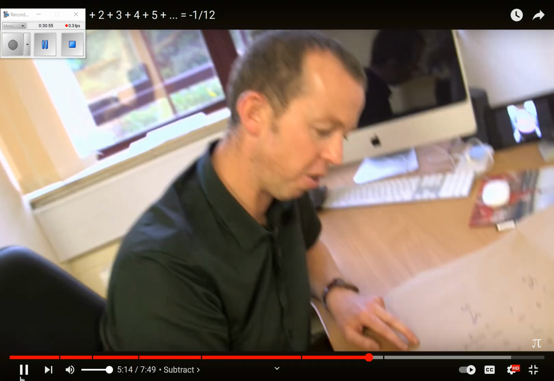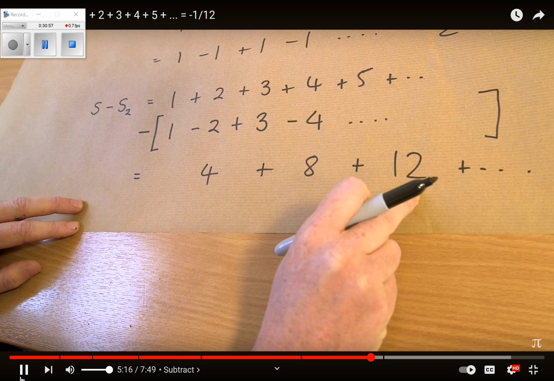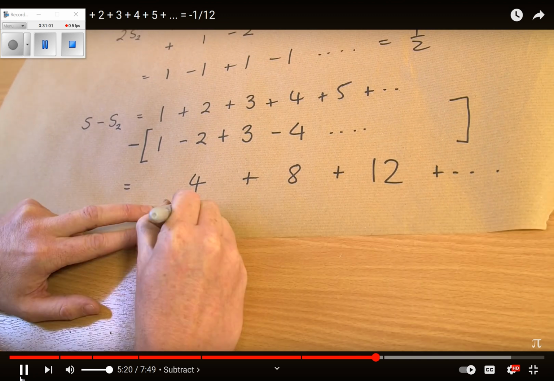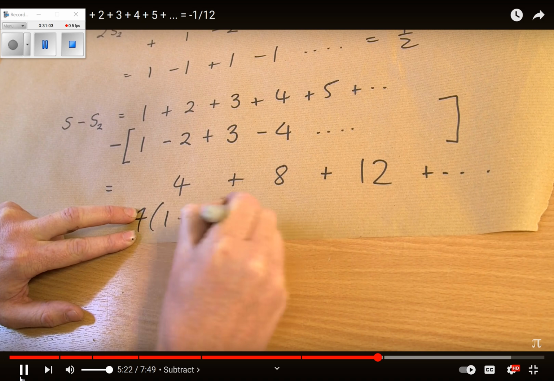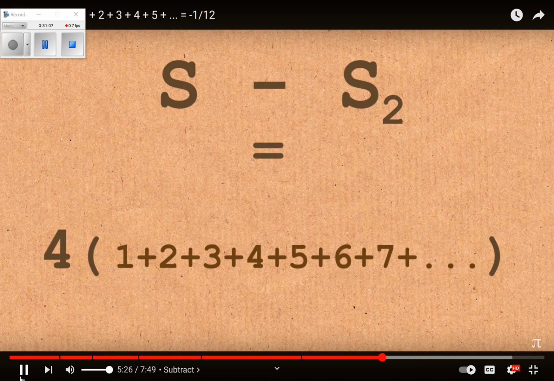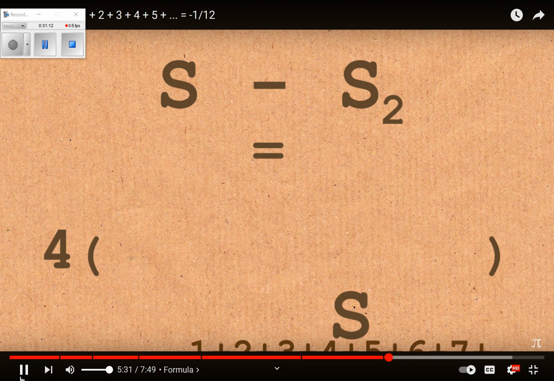And now you can see we're almost there, right? Because look what I've got here. I've got 4 plus 8 plus 12. If I take a factor of 4 out, it's 4 times 1 plus 2 plus 3. Okay. It's my sum that I want. Now I've got a formula for it. So this is just 4 times S, which is my sum.